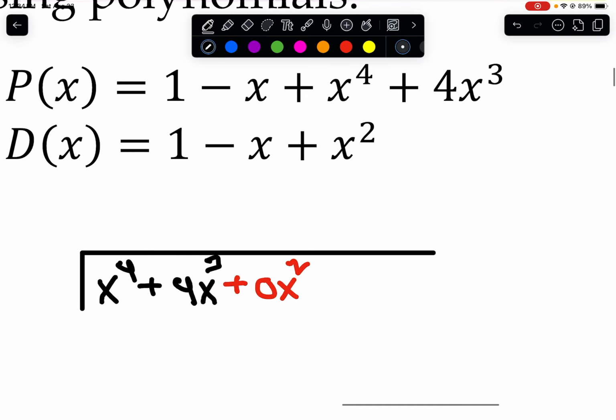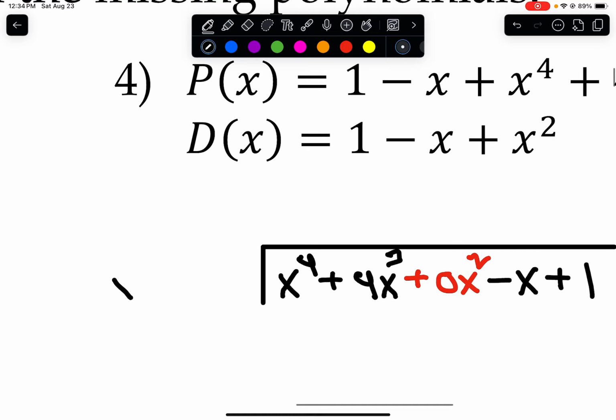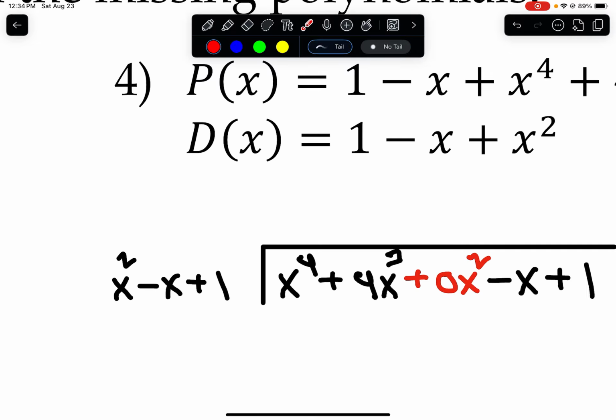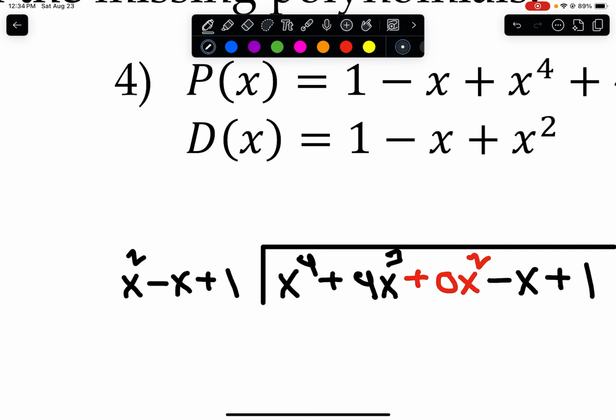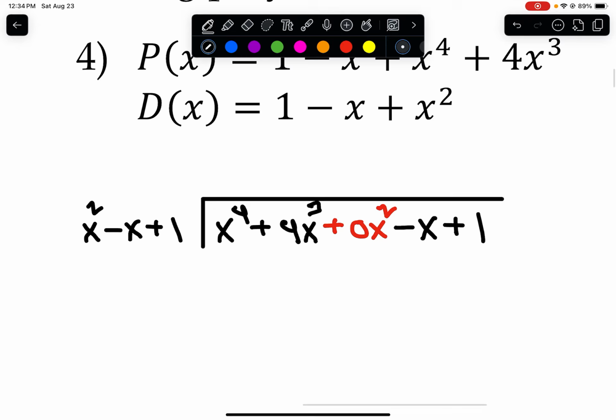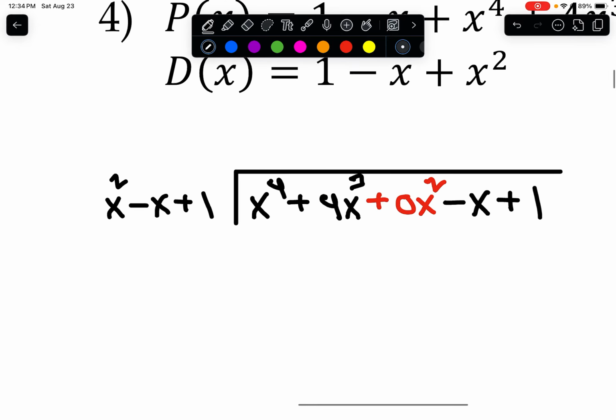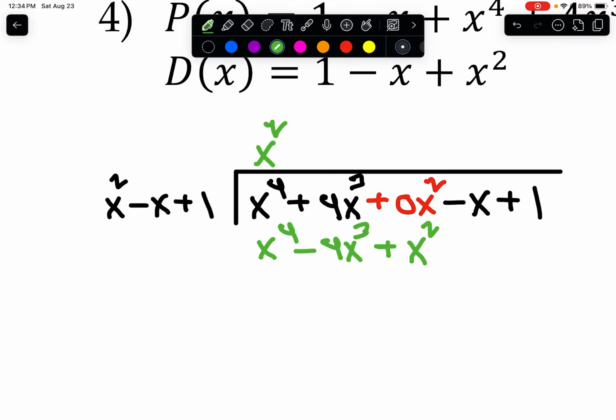Okay, so after the squared term, now I'm going to include the negative x term, and then my constant term. And then over here, we're going to have x squared minus x plus 1. I should have reviewed a little bit before I started this video. Duly noted, lesson learned. All right, now let's try this again. So x squared gives me x to the 4th minus x cubed, and then plus x squared. There we go. Now everything's matching up.